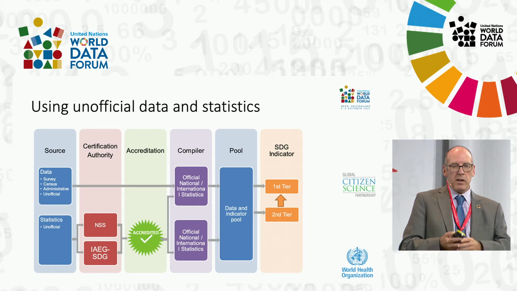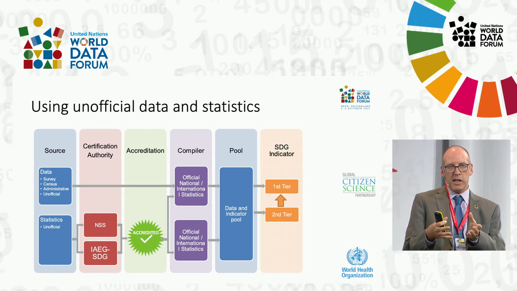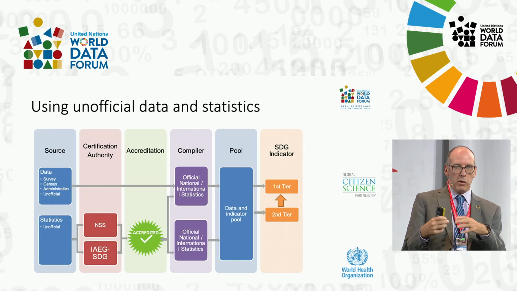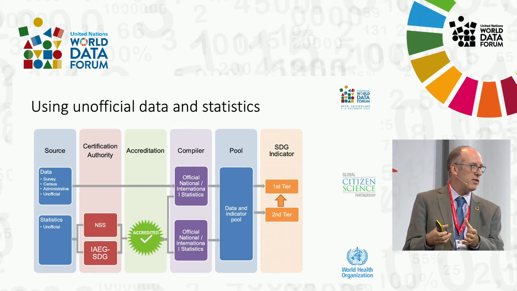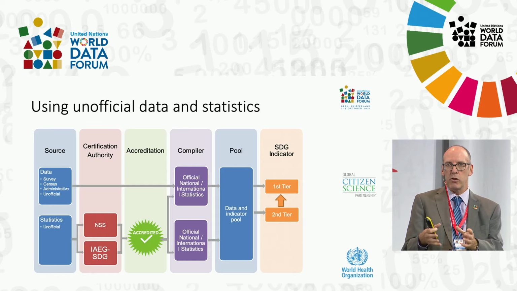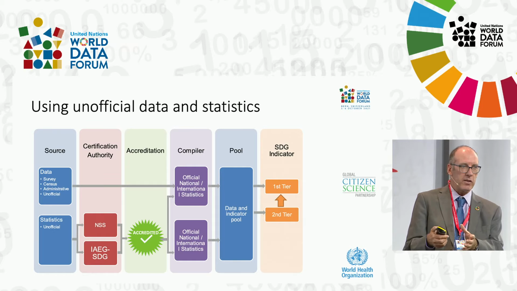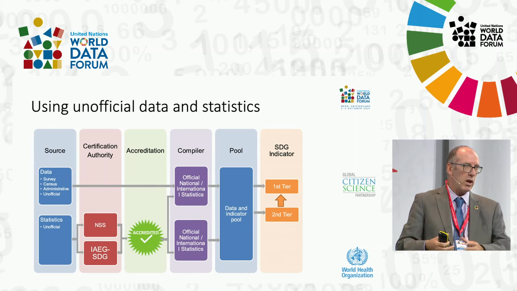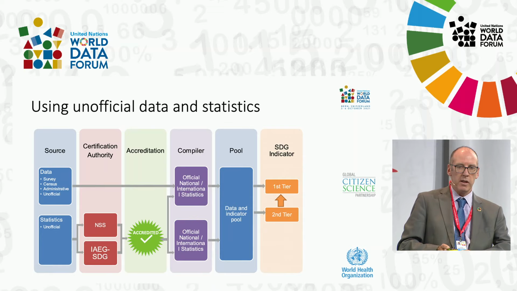So the idea would be that we could establish a certification authority or authorities. This could either be at national level or at global level. We review the data, we peer review it, and we accredit it, and we say for the purposes of SDGs, this is fit for purpose. We can use these data, these statistics, as indicators. And then basically they're put into the pool along with all of the other official statistics. And they either go into Tier 2 or Tier 1 depending on the assessment of the IAEG. So it's a very, very simple idea.